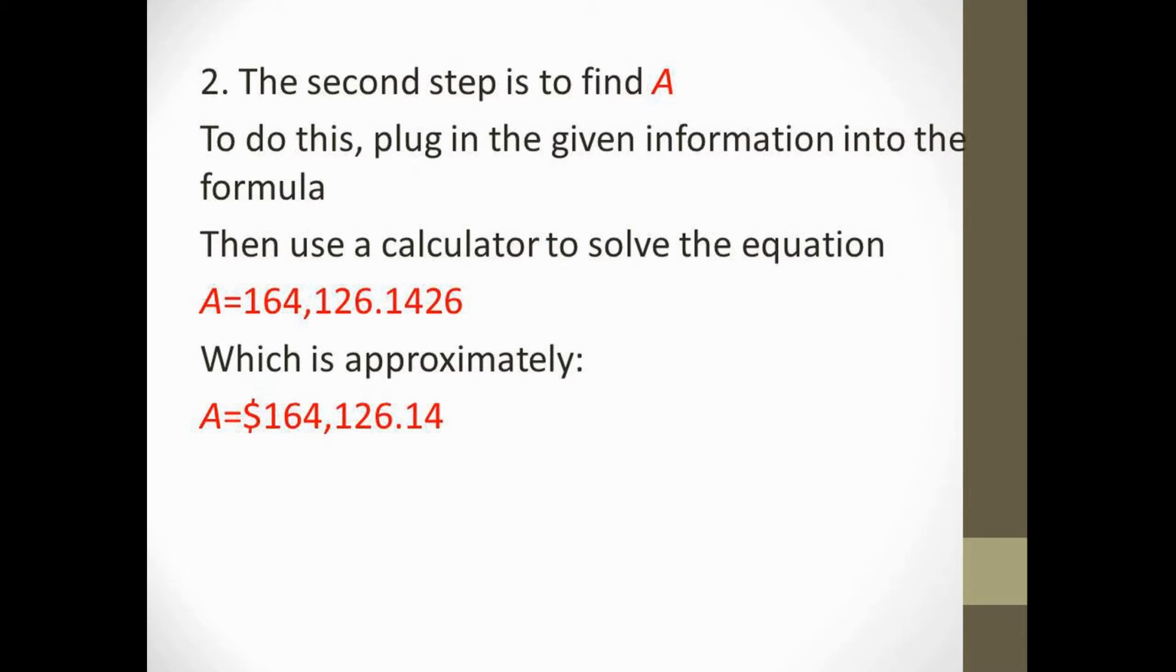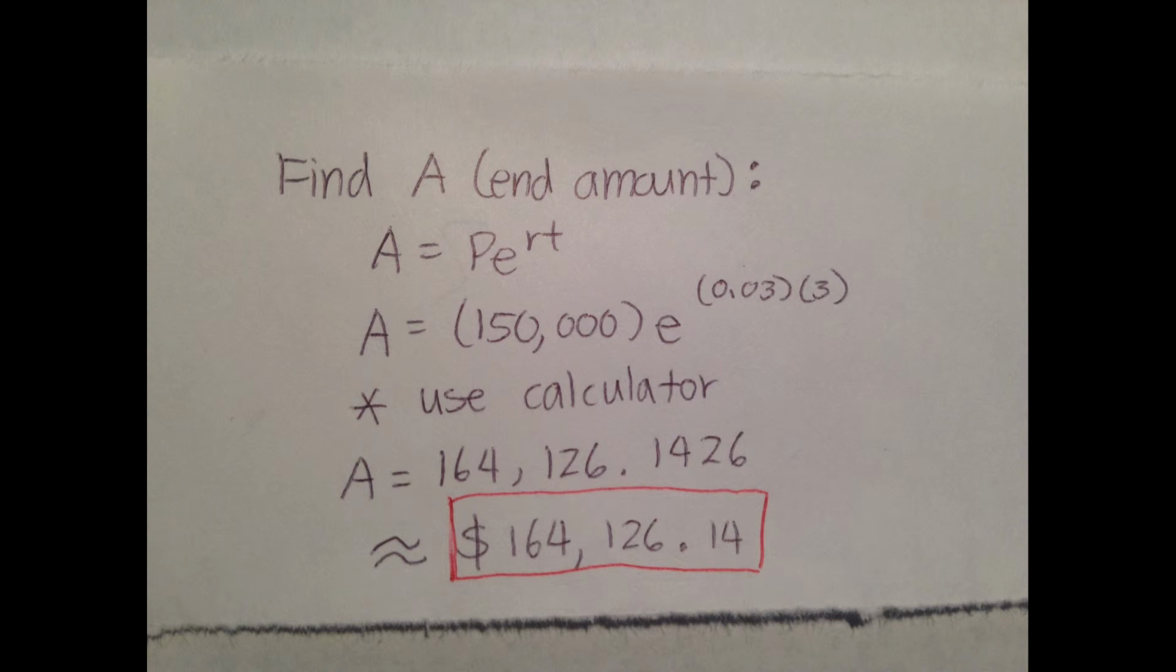The second step is to find A. To do this, plug in the given information into the formula, then use a calculator to solve the equation. The answer is A is equal to 164,126.1426, which is approximately A is equal to $164,126.14.